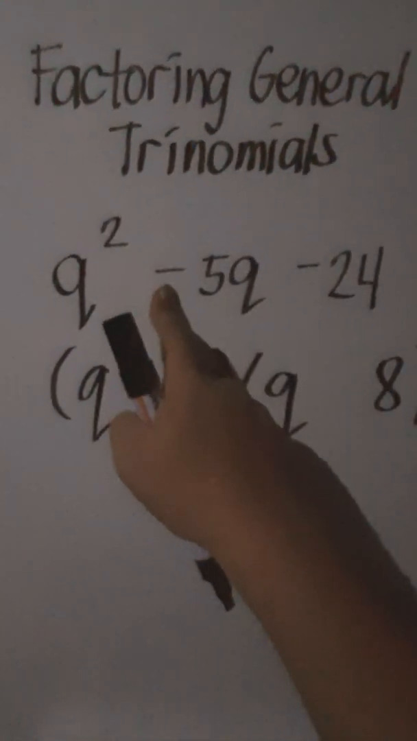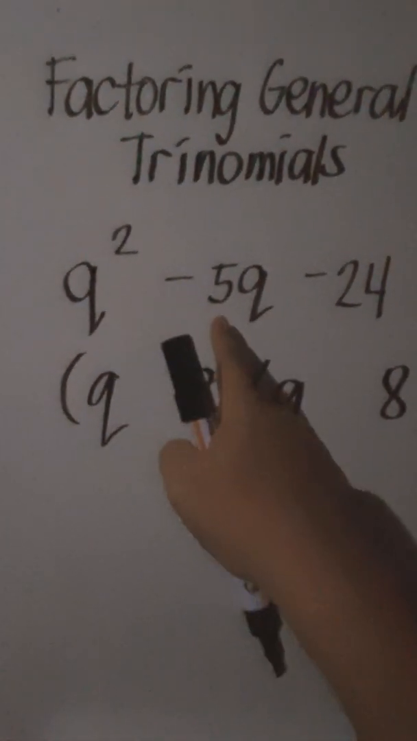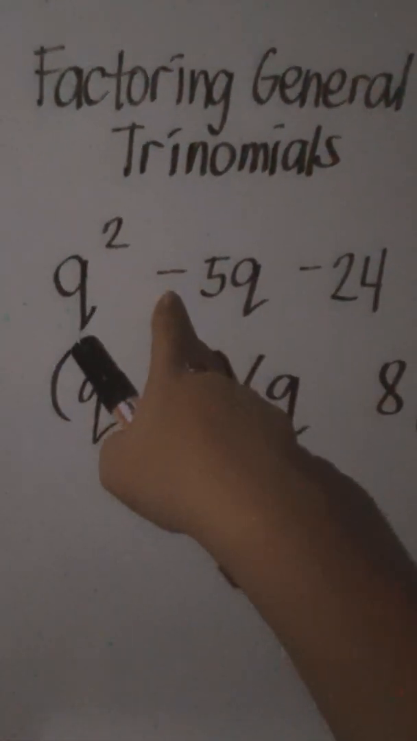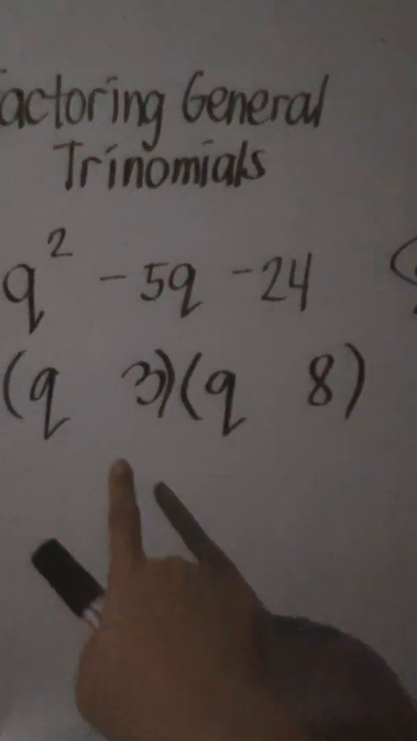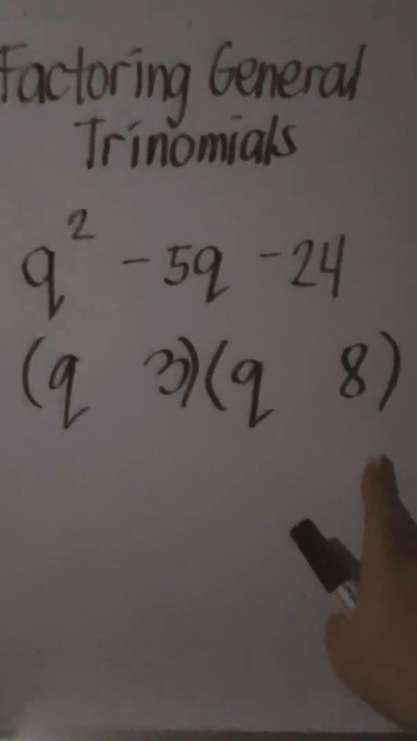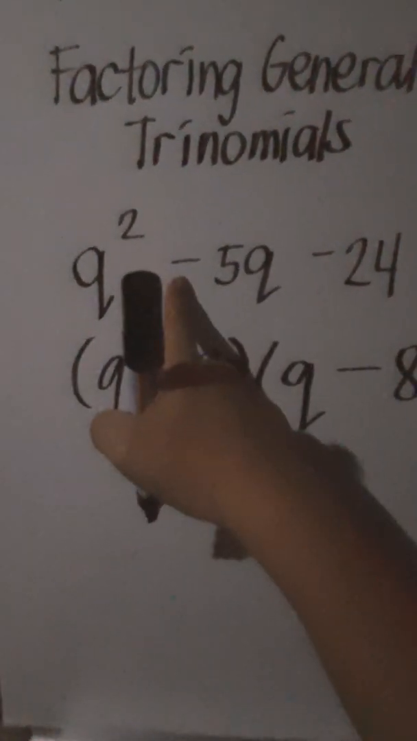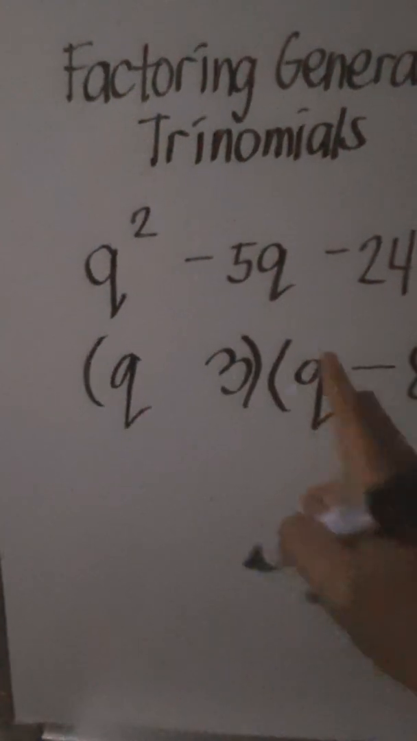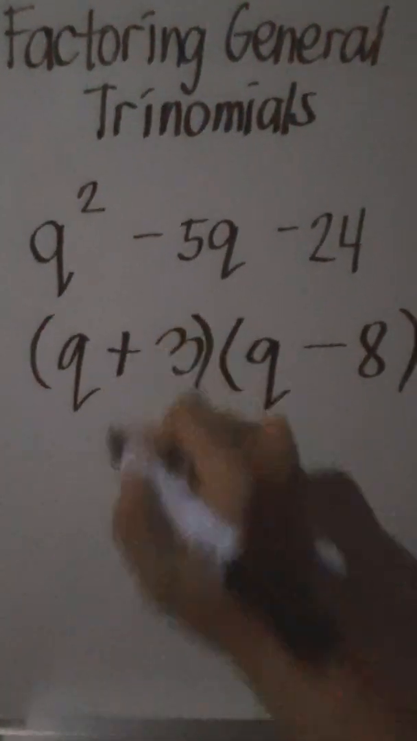Let's look at the middle term. Ang sign sa middle term is negative. Negative 5q. So, si negative, atong ihatag sa mas dako nga number. So, between 3 and 8, ang dako nga number kay si 8. So, si 8 atong hatagan sa negative. Si 3, kay dili man sila pwede pareha, positive.